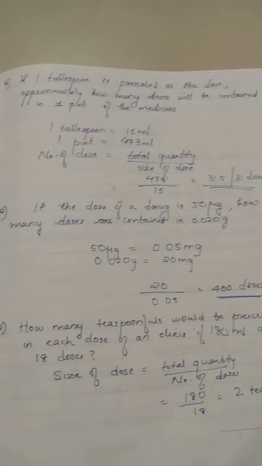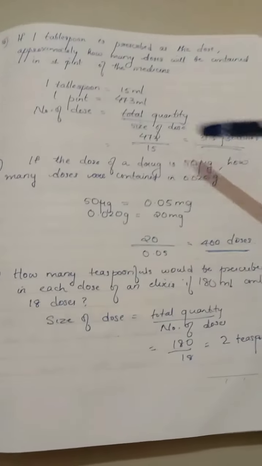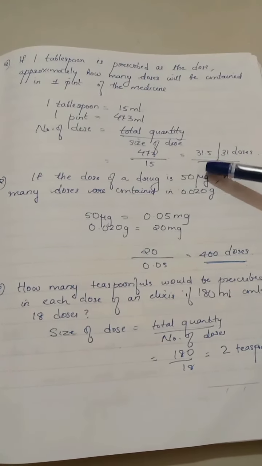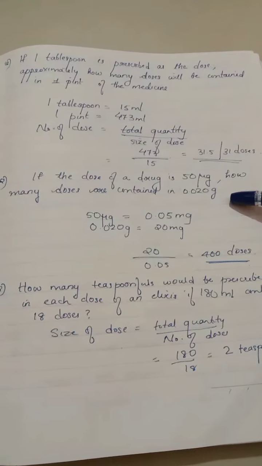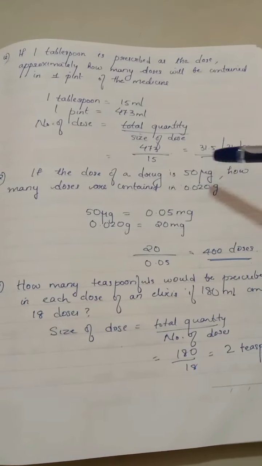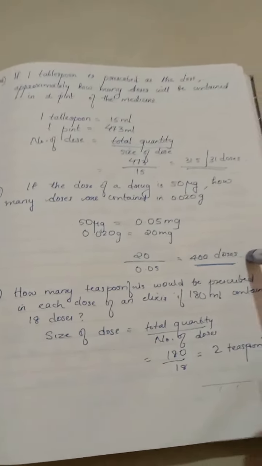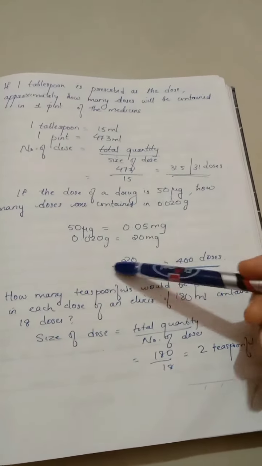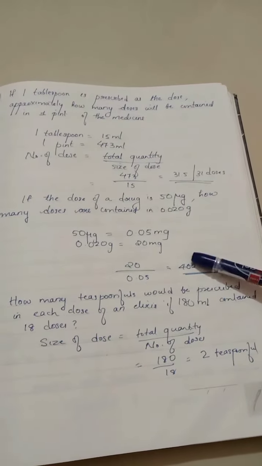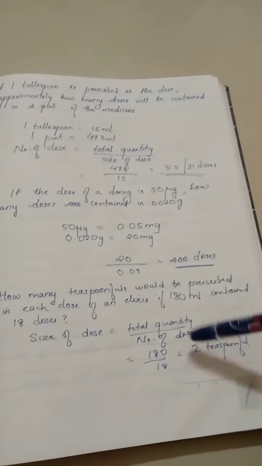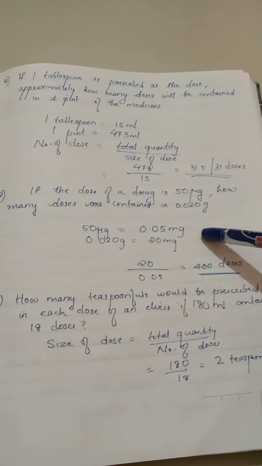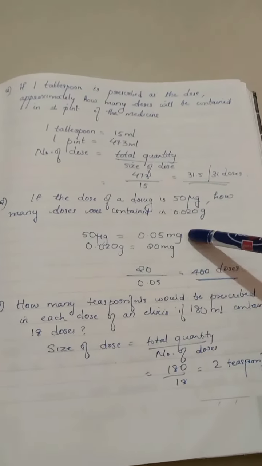Now the next question. If the dose of a drug is 50 microgram, how many doses are contained in 0.020 gram? Here we have a problem, microgram and gram are given. The size of the dose is given as 50 microgram. So you need to know how to convert this microgram to milligram. If you want to convert microgram to milligram, you have to divide it by 1000. So you will get 0.05 milligram. That is the size of the dose.